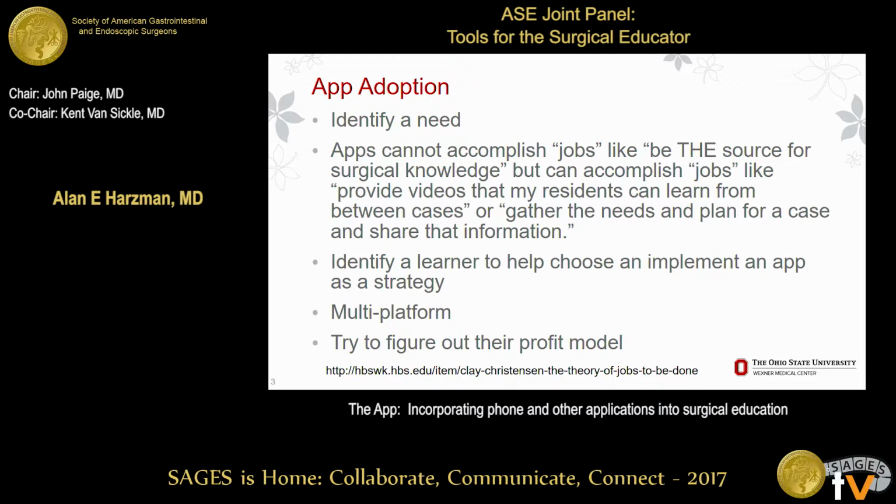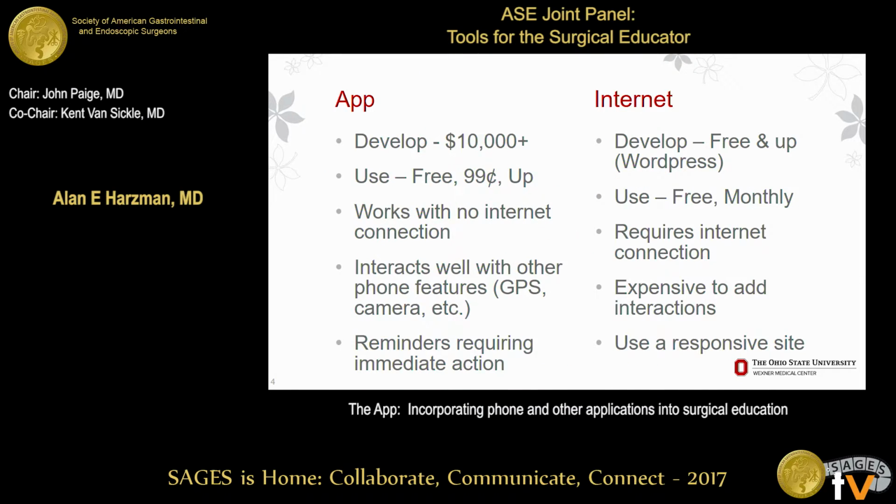So you need to nail down exactly what job you want the app to do, and then choose one of your learners to help you figure out which one it is, and make sure it's going to work in their actual environment. In current times, you would want a multi-platform app available on Android and iOS, and ideally other devices. I always try to figure out the profit model, because the sooner you figure that out, the sooner you'll figure out how much it's going to cost you in the long term.